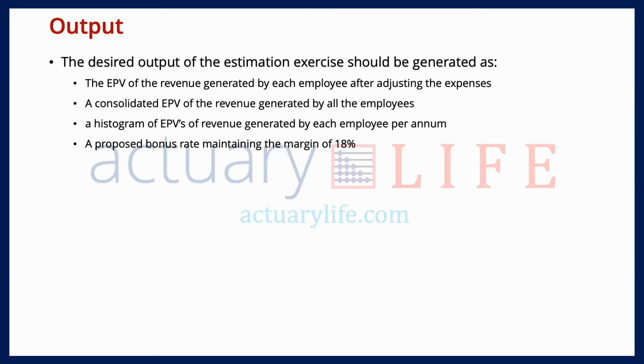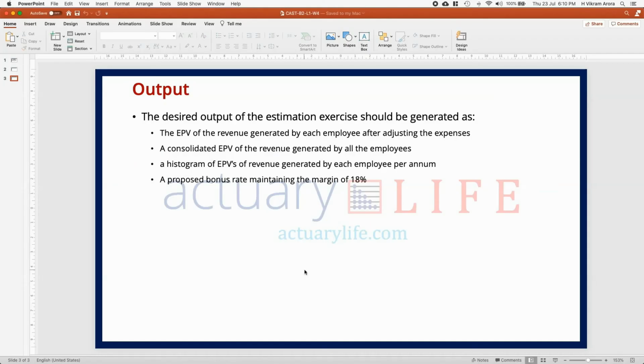Then a histogram is needed. So this is one graphical representation that we need to do in the exercise. Once you have the EPVs, we are referring to the net EPVs here, you need to find the histogram and draw the histogram for the revenue, which is for each employee per annum, and then a proposed bonus rate maintaining the margin of 18%. So this is achieved through the equation of value that I'm talking about. Now, this was the explanation of the project that we have.